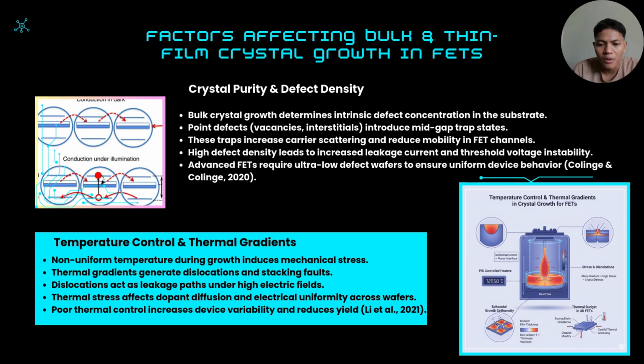And next, temperature control and thermal gradient. Non-uniform temperature during growth induces mechanical stress. The thermal gradient generates dislocations and stacking faults. Dislocations act as leakage paths under a high electric field. Thermal stress affects the dopant diffusion and electrical uniformity across the wafer. And based on Lee et al. 2021, poor thermal control increases device variability and reduces yield.